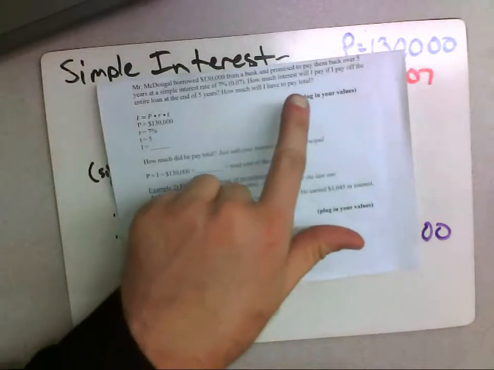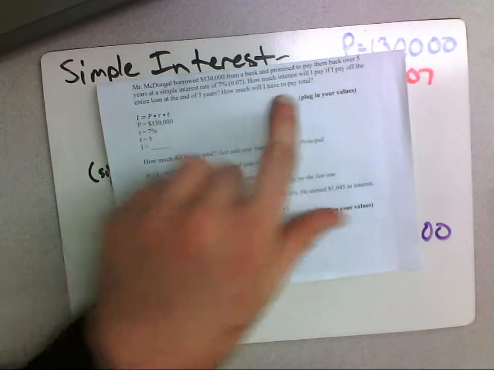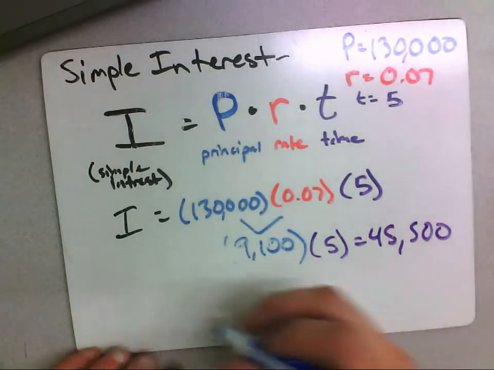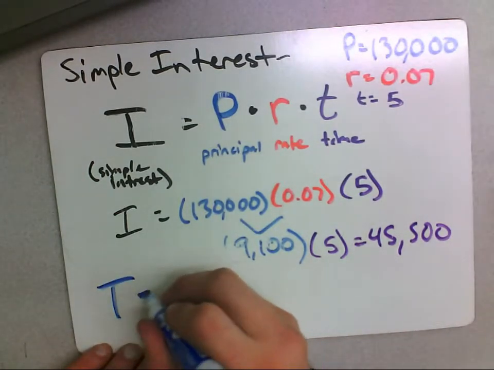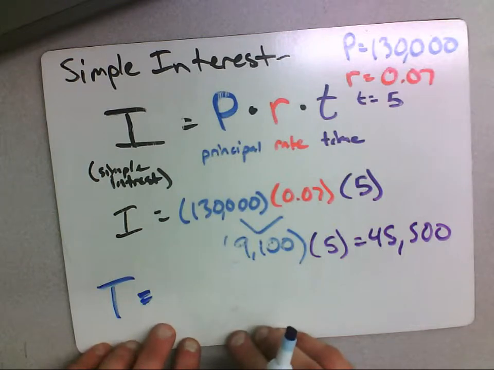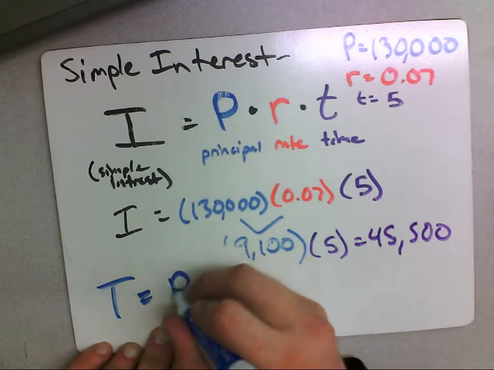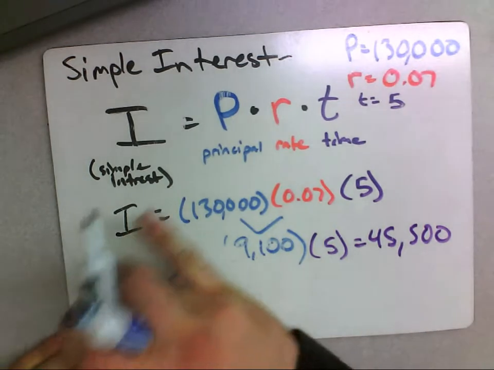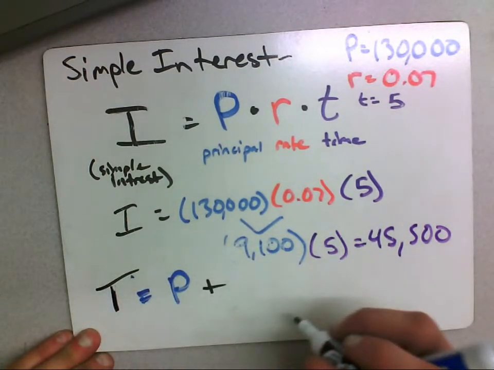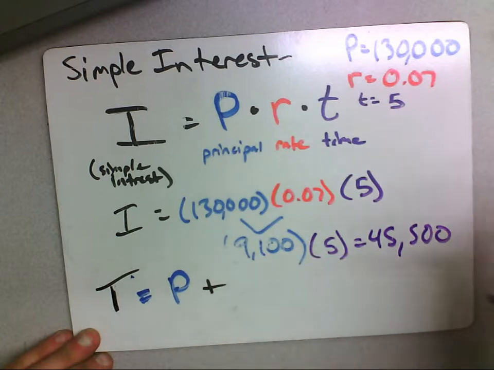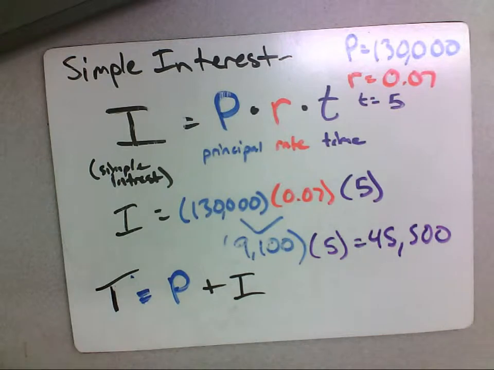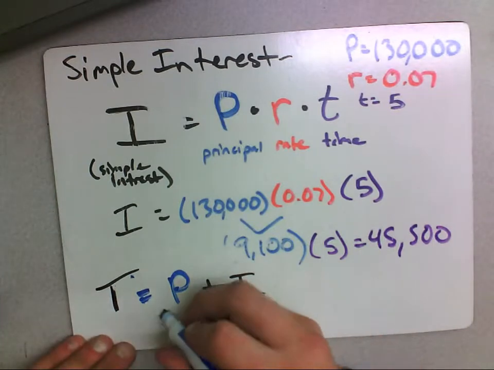Now, in my original question, what did I say? If that's just my interest, how much am I going to have to pay total? All right. The total amount is equal to, here's a hard formula, kids, your principal plus your interest.